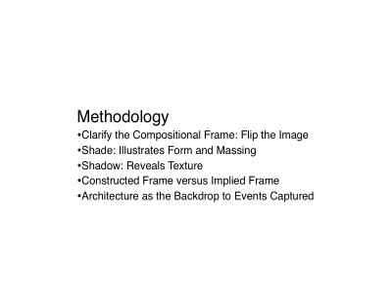So the methodology is this. You clarify the compositional frame, and you can do this by literally flipping the image. You have the use of shade. We won't probably have this issue, but I like to remind students that a rainy day is never an excuse not to find interesting photographs, because shade actually helps illustrate form and massing, whereas we'll see plenty of this in Charleston, which is shadow, with the sun's rays and all things texture. It reveals that textural element.